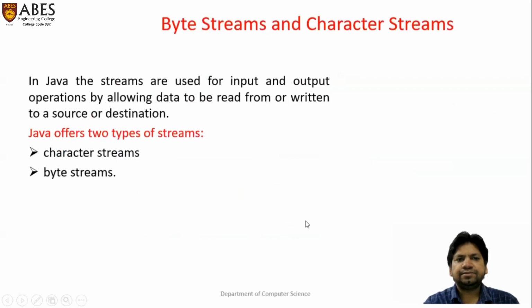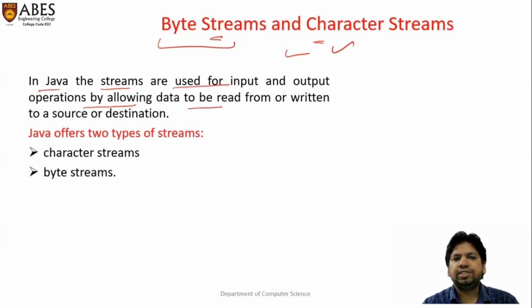Okay, let's start. Here we will discuss byte streams and character streams. What is the difference between byte streams and character streams? In Java, streams are used for input and output operations by allowing data to be read from and written to sources and destinations. It means in Java, input and output operations only work by allowing data to be read and written to a source or destination. There are two types of stream for that: one is character stream, second is byte stream.